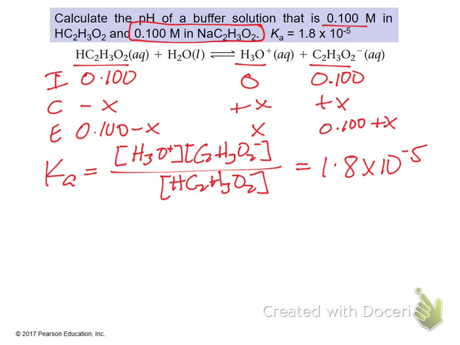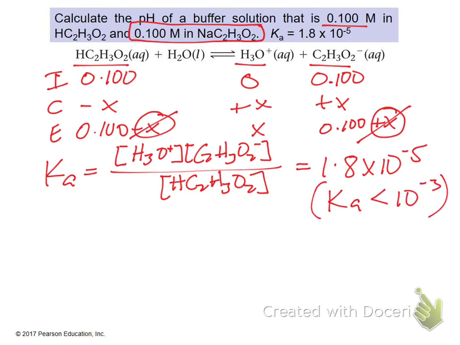All right, so as you can see here, the x's will cancel, right? So this cancels with this. The reason why is because Ka is less than 10 to the negative 3. So you can use this approximation method, right, in which Ka is less than 10 to the negative 3. All right, so we use that approximation and plug in the numbers here.